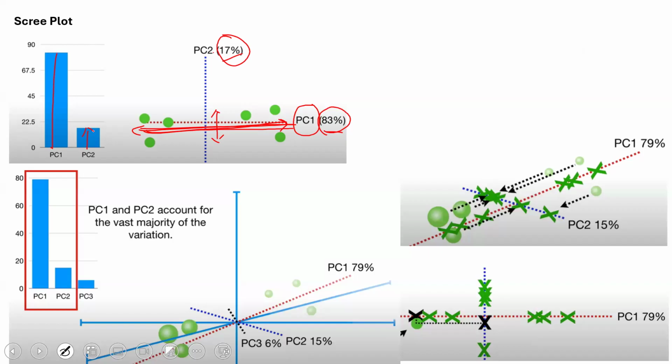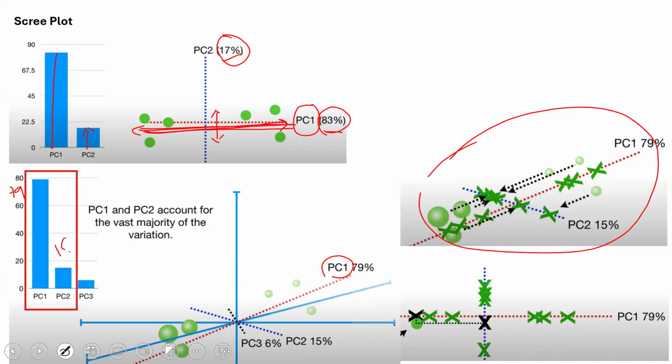That is what a scree plot means. If you take a three-dimensional data set, we get three principal components, PC1, PC2, and PC3, and we project the points onto them. So here is the takeaway. Now we have three-dimensional points and three principal components. And this says 79% of the variance is in the first principal component, 15% in the second, and principal component 3 has just 6% of the variance.